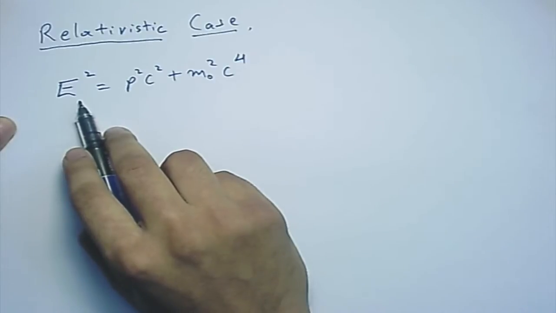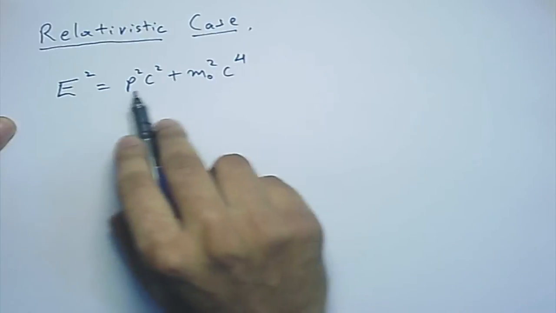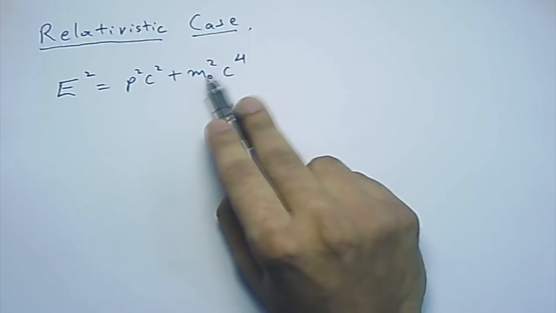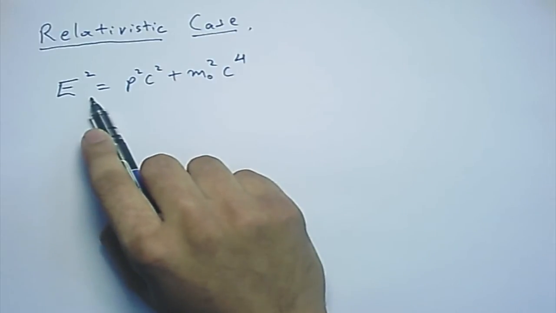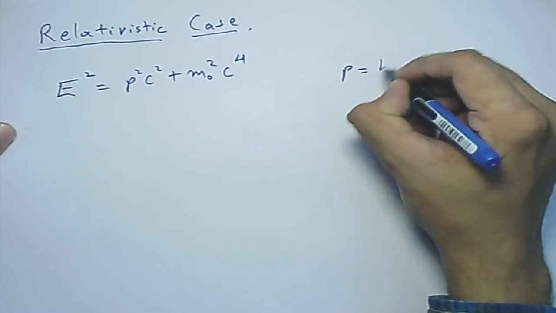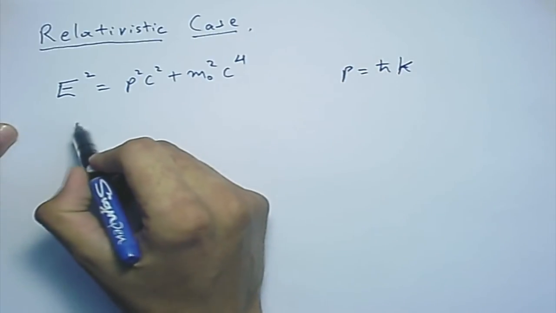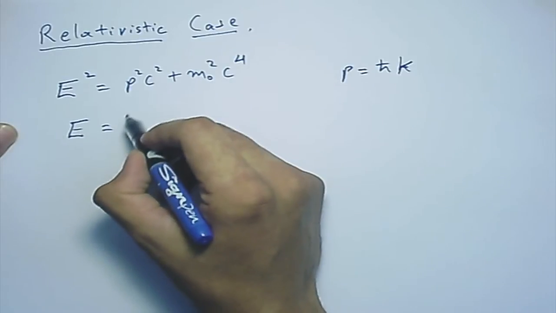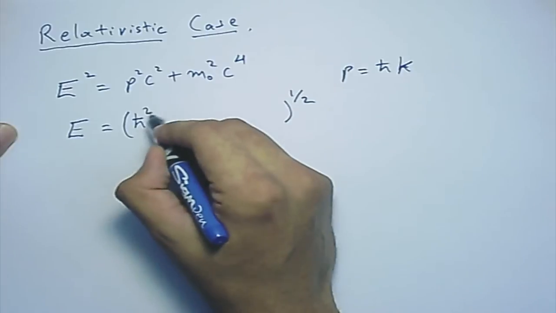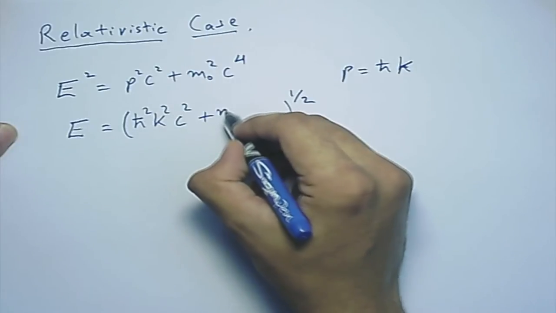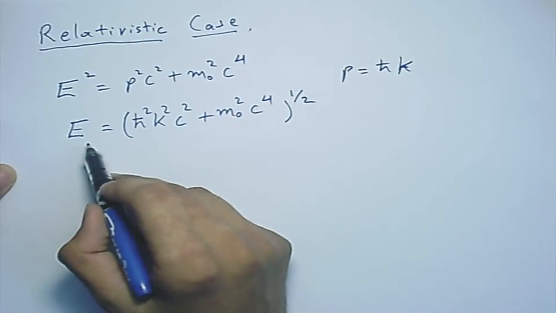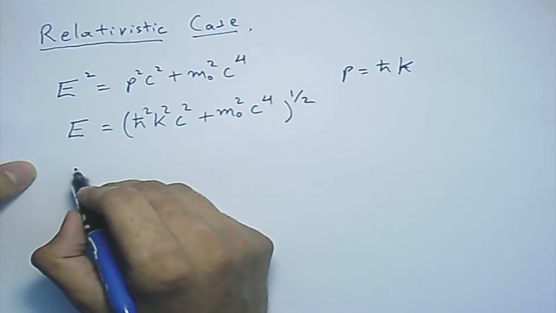So it's not a linear relation anymore. The energy squared is related to the momentum squared and the mass squared in some way. There's a restriction this way, and the entire problem changes because of this relation. So now, substituting P equal to h cross times k, we get the energy equal to the square root of h cross squared k squared c squared plus m naught squared c raised to 4. All right, now we equate this to h cross into omega and solve it further.